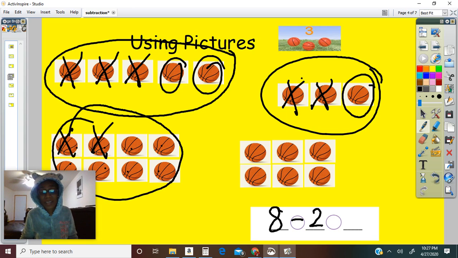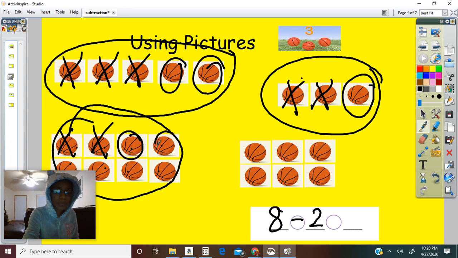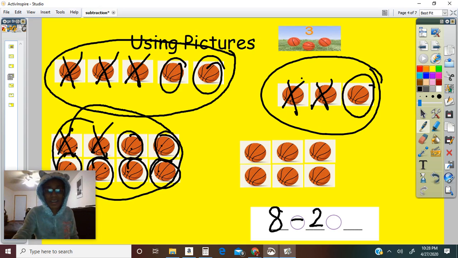How many will I have left? Well, let's count and see. 1, 2, 3, 4, 5, 6. I know that 8 minus 2 equals 6. Great job, guys. Let's see if you can figure out this last one.